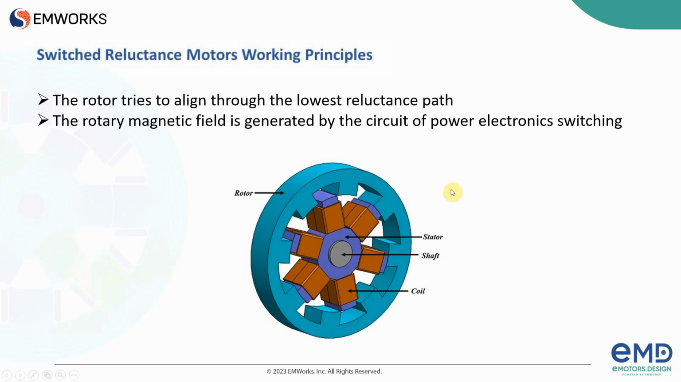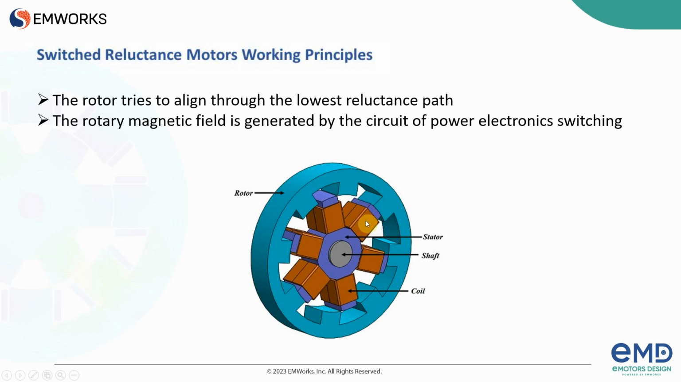Here, imagine that these two coils have the current excitation. The rotor tries to minimize the reluctance of these paths. The rotor tries to rotate in the direction to minimize the reluctance of the flux paths here in the stator and in the rotor. The minimum reluctance will happen in the alignment of the rotor and stator.